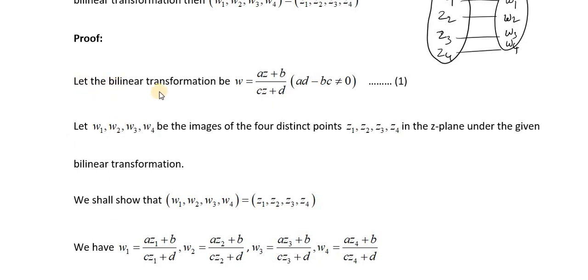Proof. Let the bilinear transformation be W equal to (AZ plus B) by (CZ plus D), where AD minus BC not equal to 0. Here I already explained W1, W2, W3, W4 are the images of Z1, Z2, Z3, Z4. These points are in the Z plane, these points are in the W plane. Now we want to prove that cross ratio of this equal to cross ratio of this. So we know the W value, that is (AZ plus B) by (CZ plus D). From this value we are going to write down W1, W2, W3, W4 by replacing Z with Z1, Z2, Z3, Z4.